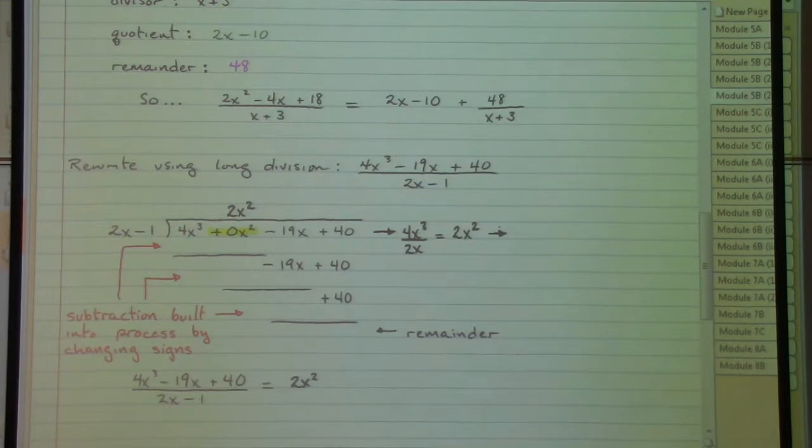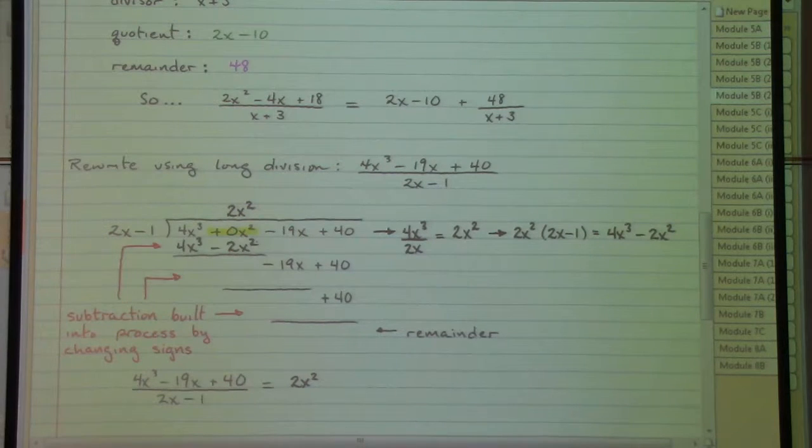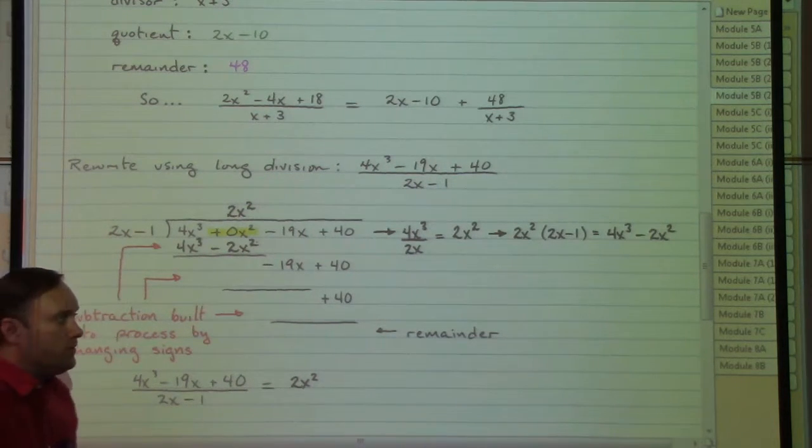Continuing with my set of steps, I need to take the 2x squared and multiply it by what's out in front of my long division problem. And that'll give me 4x to the power of 3 minus 2x squared. So I'm going to write that in on my next row. That's the second step of what we have to do.